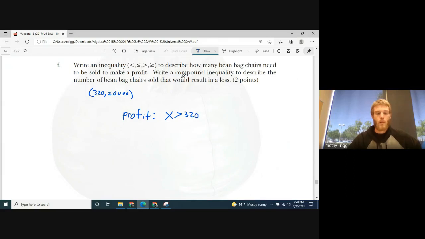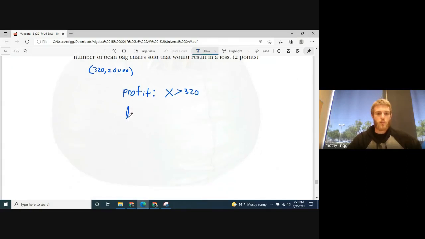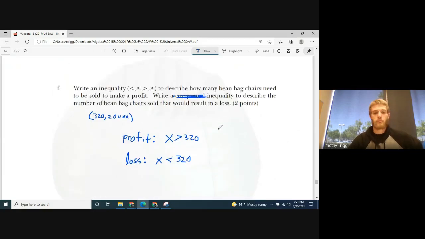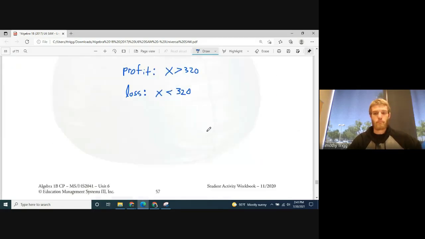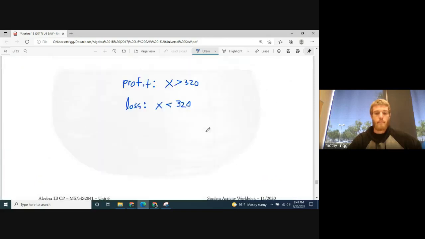It says write a compound inequality to describe the number of beanbag chairs sold that would result in a loss. I don't know why it says compound inequality. Just write an inequality to describe the loss. If your sales are less than 320, then that will result in a loss. Okay, and that's it.